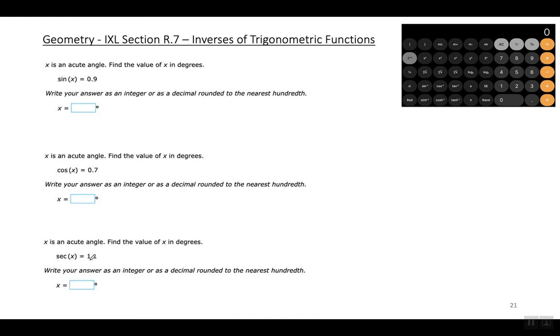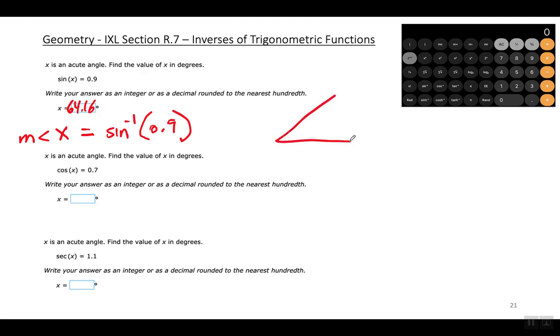All right. So on these, for the top one, you just put 0.9 in your calculator, and then you hit the inverse of sine button, and you get 64.16. Because again, what I'm doing is finding the measure of angle x, and that equals the inverse of sine of 0.9. So you're doing 0.9 and then hitting this button, and that gives you the measure of the angle.